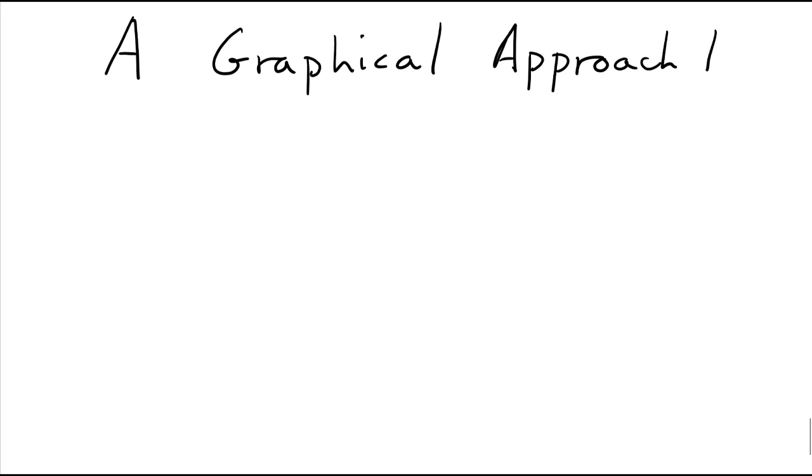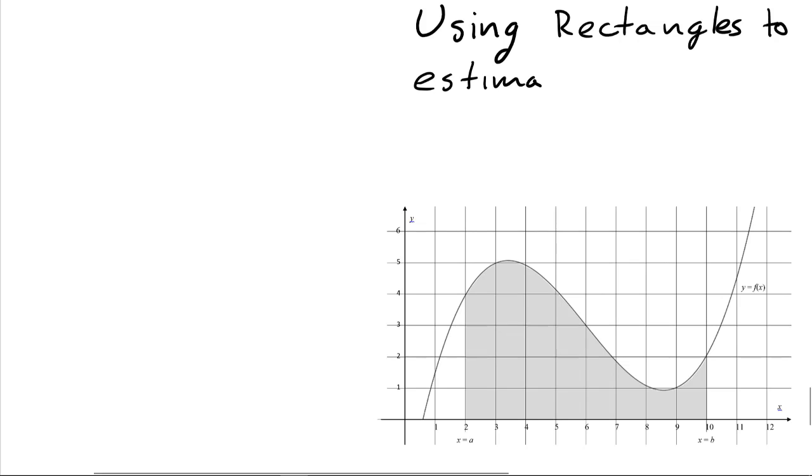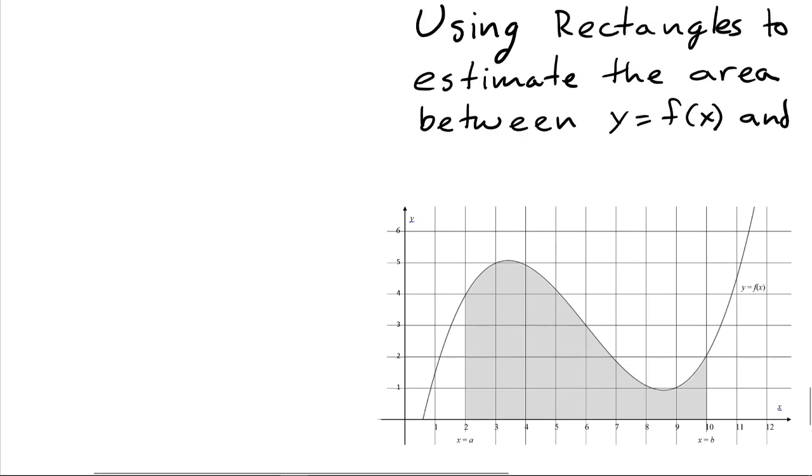In this graphical approach to the concept behind Riemann sums, we're going to look at the idea of using rectangles to estimate the area between a curve y equals f of x and the x-axis from x equals a to x equals b. Now we almost have a rectangle here.